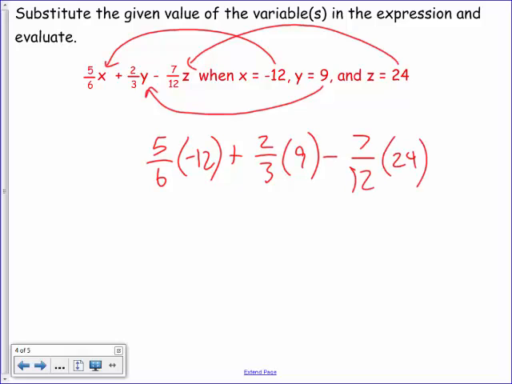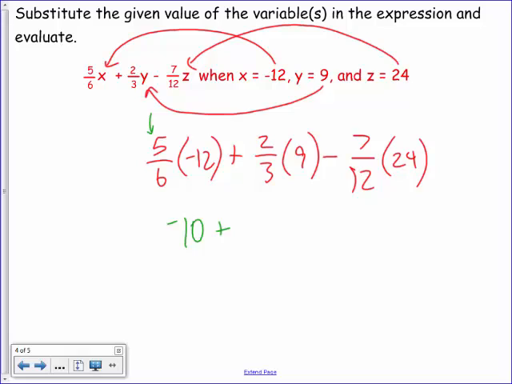I bet some of you could do this mentally and think, well, if I broke 12 into 6 parts, they're all 2. And if I want 5 of those 2s, 5 times 2 is 10. So 5/6 of 12 is 10. And a positive times a negative is a negative, right? Some of you could probably do that mentally. If you have trouble doing mental math, that's okay. We're going to help you with the calculator here in a second.